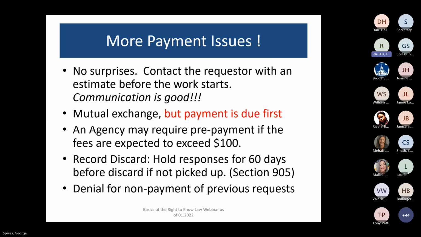Okay, I keep talking about communication. Okay, so no surprises. Don't bushwhack a requester with expenses that they're not expecting to get. Many people might think it's free.